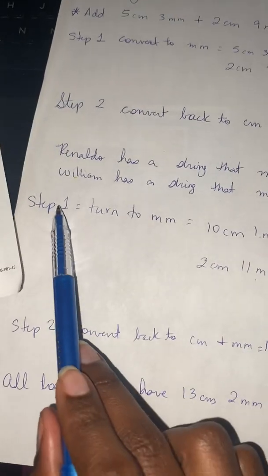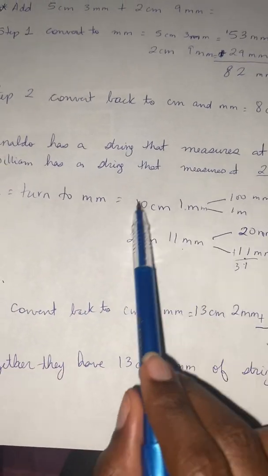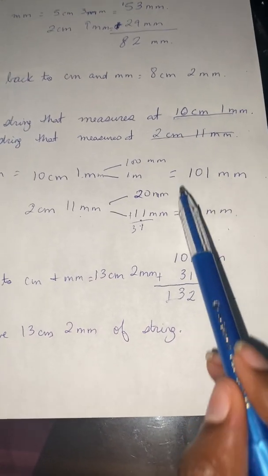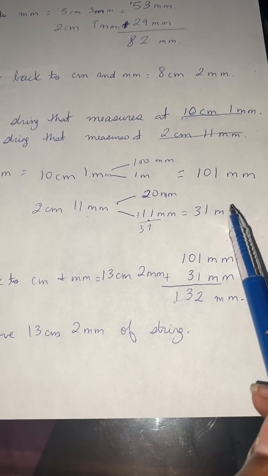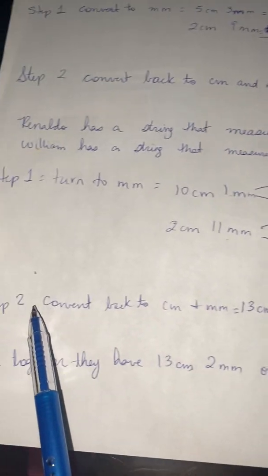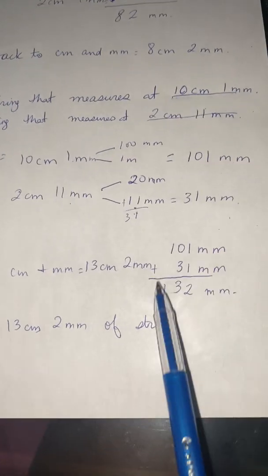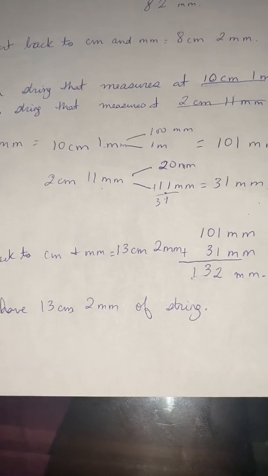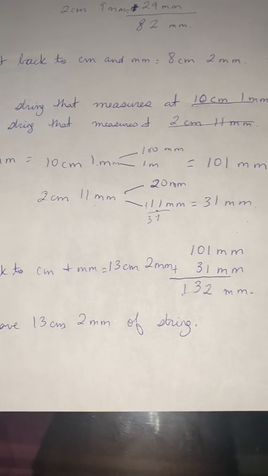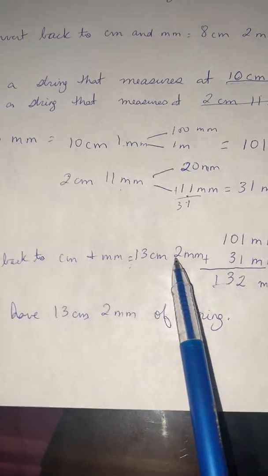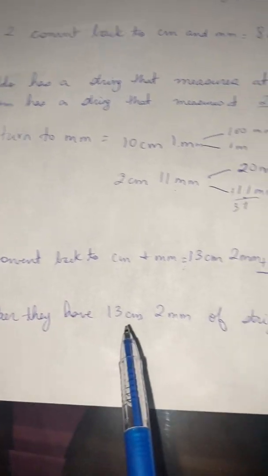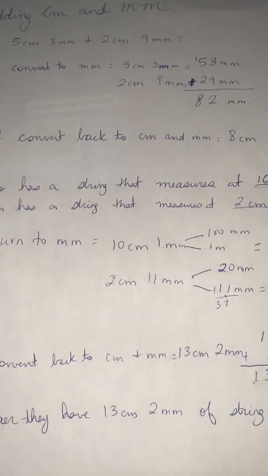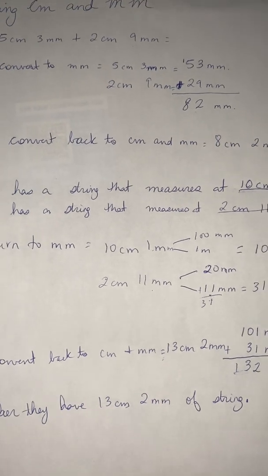Let's review. Step 1, turn these all to millimeter so that you can add it easily. And step 2, after you finish adding it, turn it back to centimeter and millimeter. You need to answer in the measurement that they gave you. So turn it back to centimeter, millimeter, and then you just answer your question. But today we're going to be practicing how to add centimeter and millimeter without the word problem.